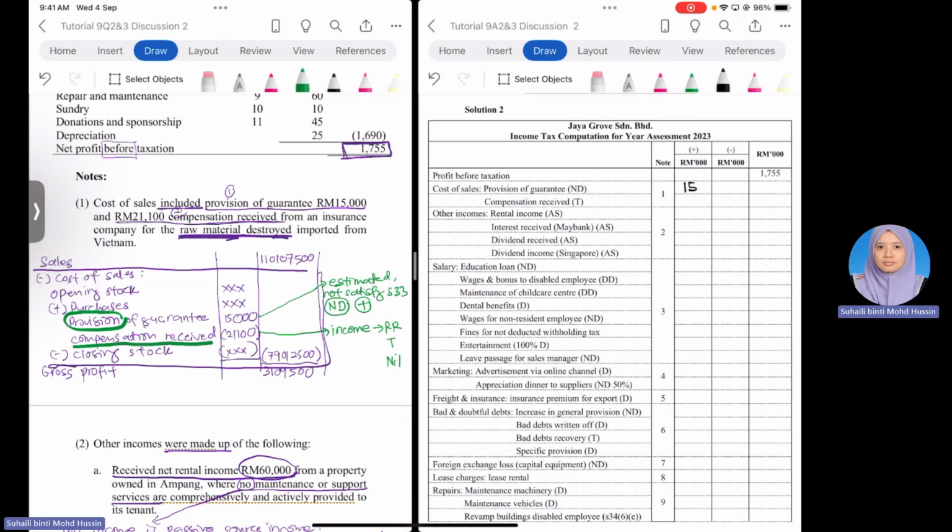And this amount is already included in the total of 7.9 million ringgit, which is already deducted in arriving at net profit before taxation. So we know that this income is related to the production, which is revenue received. Thus, the amount is subject to tax for taxation purposes. Since the amount is already included in the total of cost of sales and already deducted in the SOCI, there is no adjustment needed. We just record it as nil.